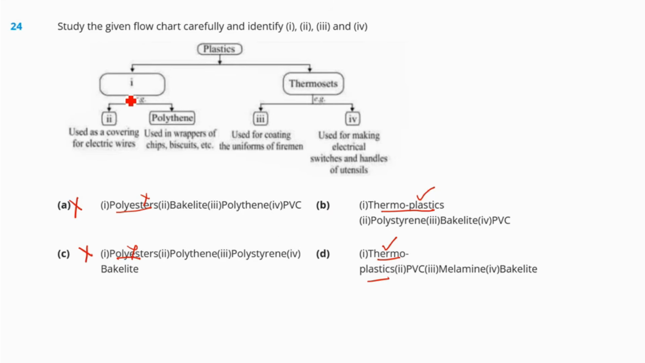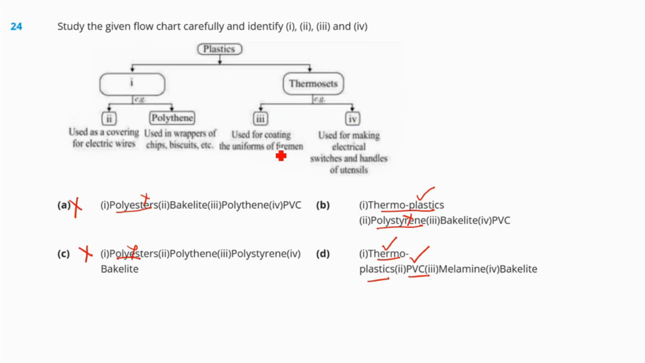In thermoplastics, 2 and polythene. Thermoplastics are of two types: one is PVC and one is polythene. Because here it is written used for the covering of plastic wires, that is PVC. So polystyrene is wrong, PVC is correct.